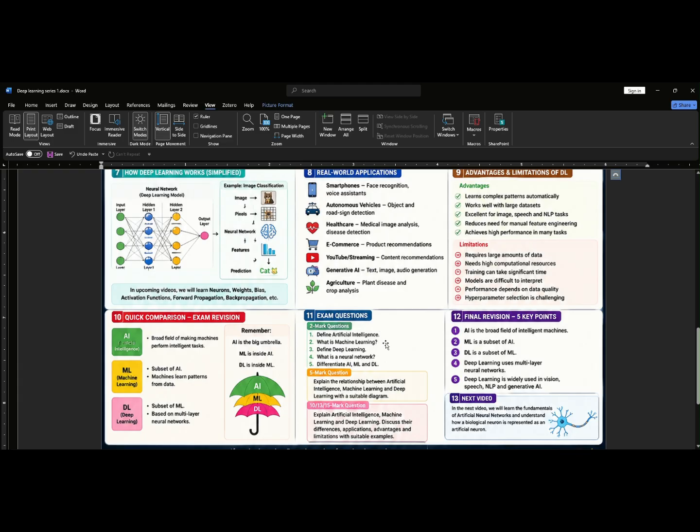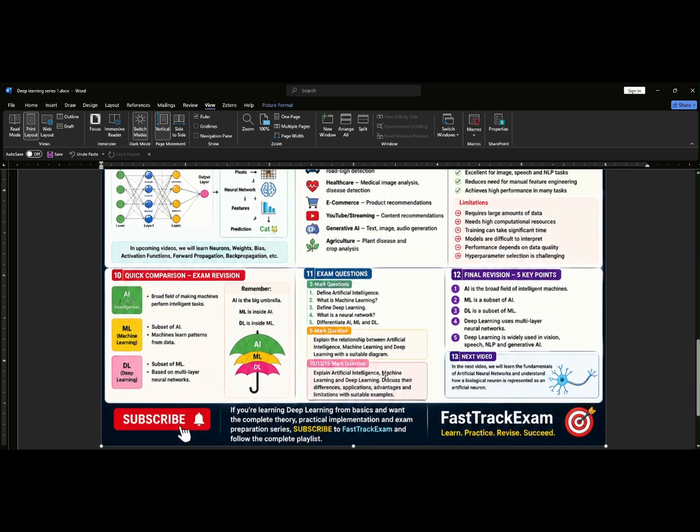We have two more questions available for exams. Define AI. Define machine learning. Define deep learning model. What is a neural network? Difference between AI, ML, and deep learning. These are like five mark questions. Explain the relationship between AI, machine learning, and deep learning with suitable example and suitable diagram. Maybe a 15 mark question may be expected from that.